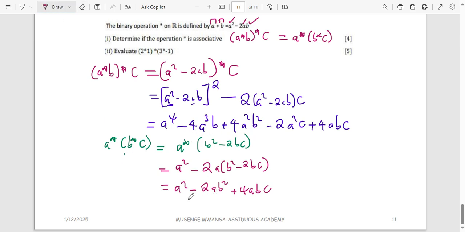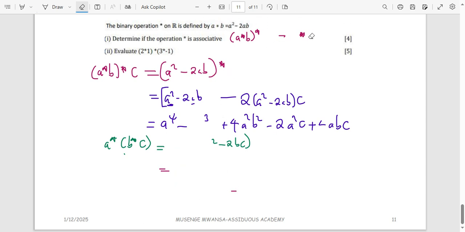So now what you want to compare is the thing that is on top, the one in blue, the same as this one down. Is this the same as this? Are they the same? So you can clearly see these two are not the same. So you say since (A star B) star C is not equal to A star (B star C), then the operation star is not associative. If they were the same, we would have said that the operation is associative. That is how you show associativity.